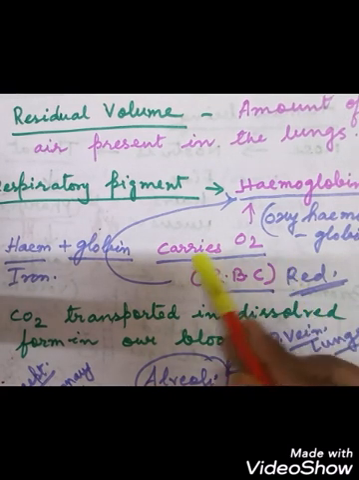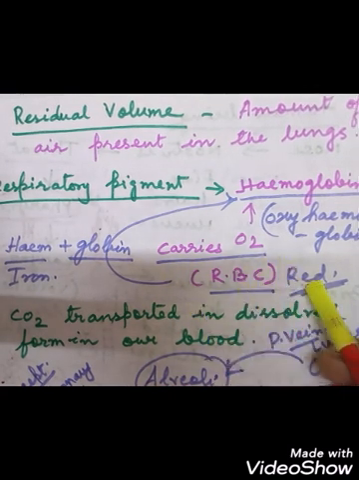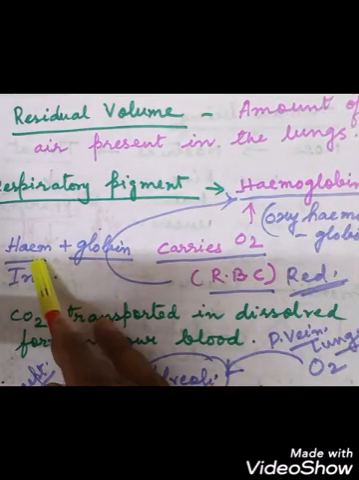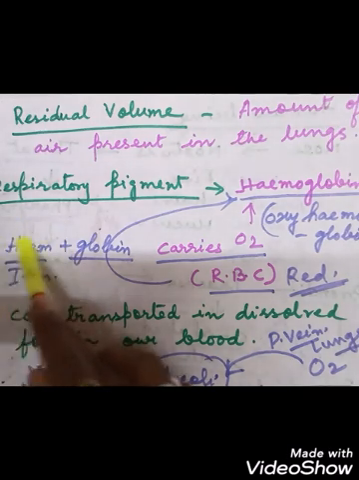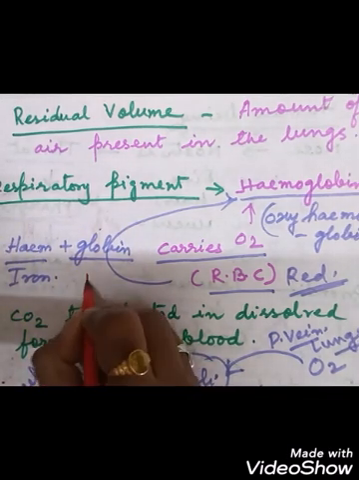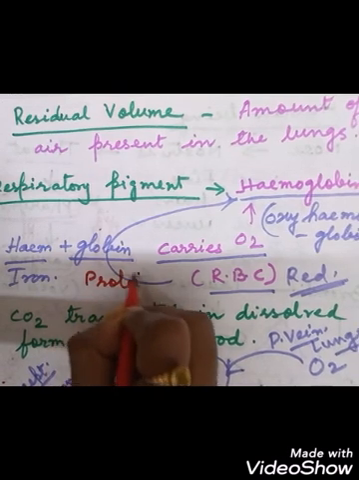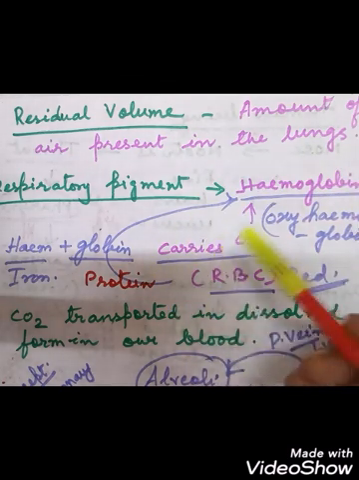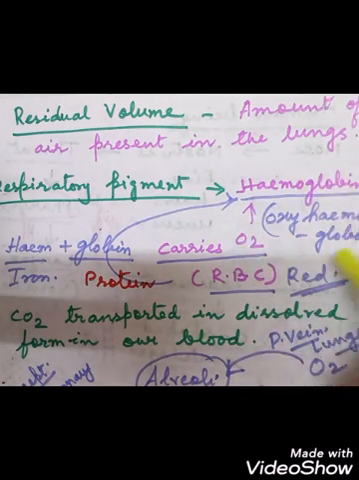So the color of the blood is red. Why? Because of the presence of the pigment hemoglobin, and it contains the iron part, heme, and the protein part, globin. So this is iron, and what is globin? This is a protein. So blood contains a pigment called hemoglobin, which combines with oxygen to form oxyhemoglobin.